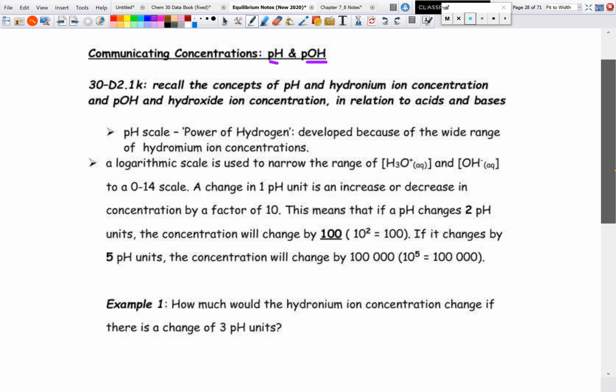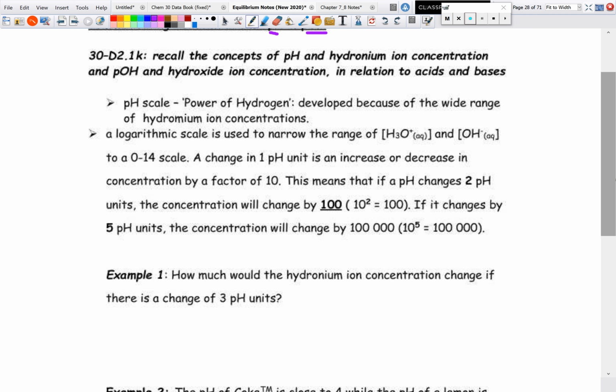Now, one thing you do have to be careful about if you see any questions like this show up: a change in one pH unit is an increase or decrease in concentration by a factor of 10. So if you change 2 pH units, the concentration will change by 100, or 10 squared. However many pH units you change, you put that as the power of 10. So if it changes by 5 pH units, the concentration will change by 100,000, because 10 to the power of 5 is equal to 100,000.